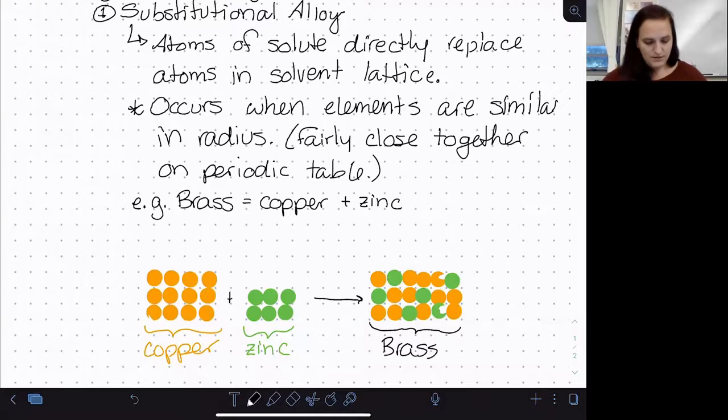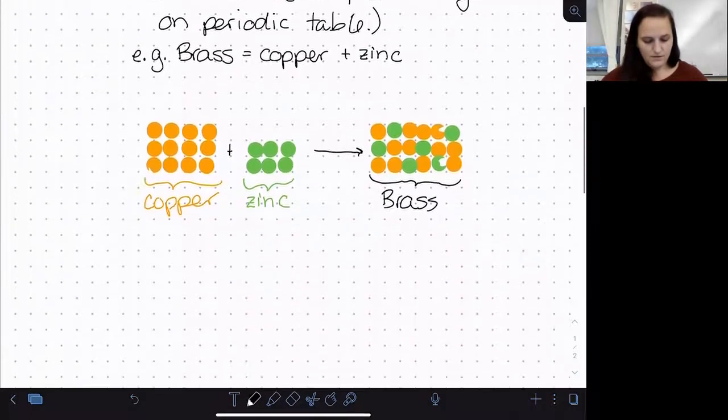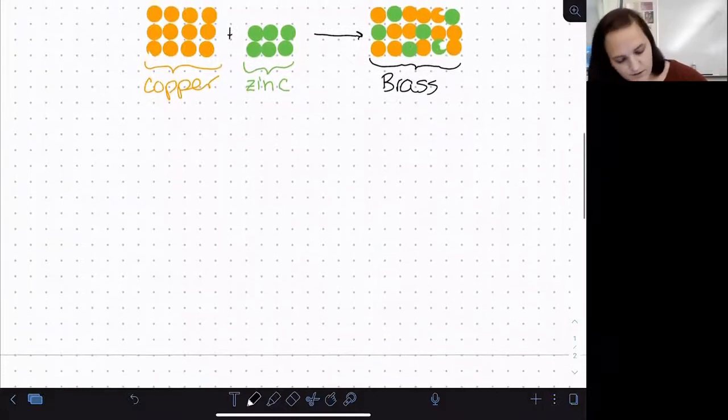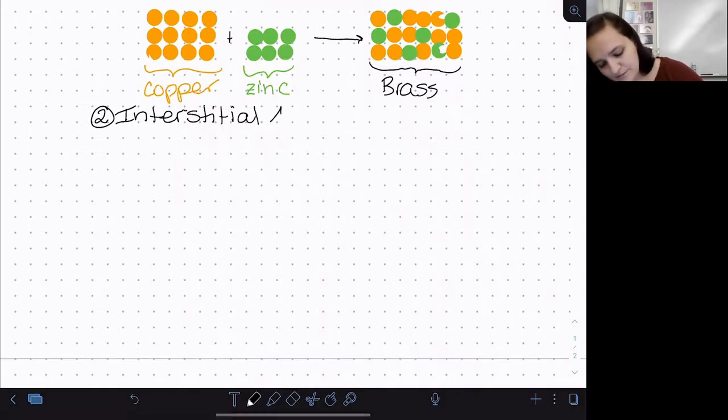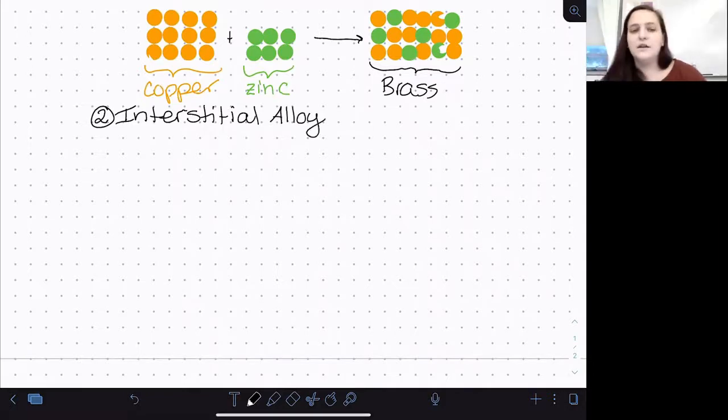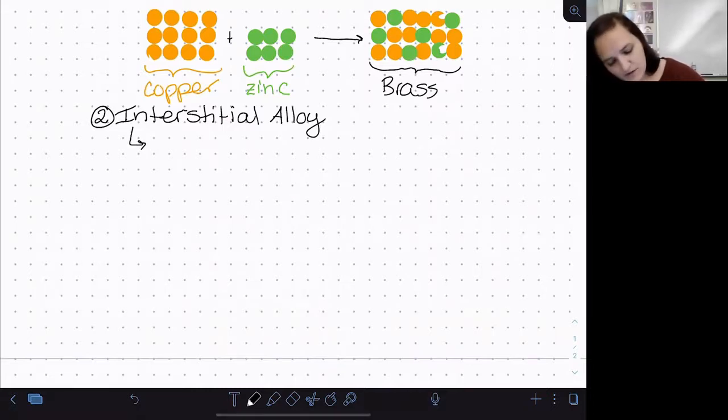So the other type of alloy that we can create, or that we're going to talk about anyways, there are other ones, but we're just focusing on these two, is known as an interstitial alloy. And in an interstitial alloy, solute atoms actually fill up the empty spaces in between solvent atoms. So this one is a little bit different, in that the solute atoms are inserting themselves into those empty spaces.